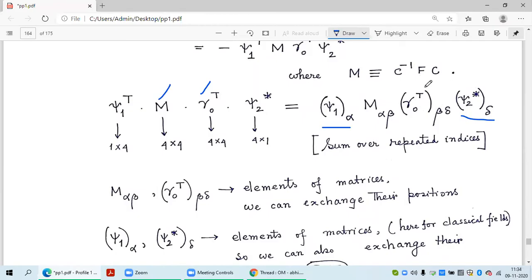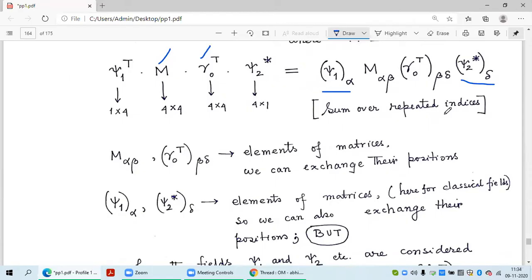Their positions can also be interchanged. So I can shuffle them as I like. But now I am telling you some statement which will be more clear when you start studying quantum field theory. Right now, I am just assuming that.